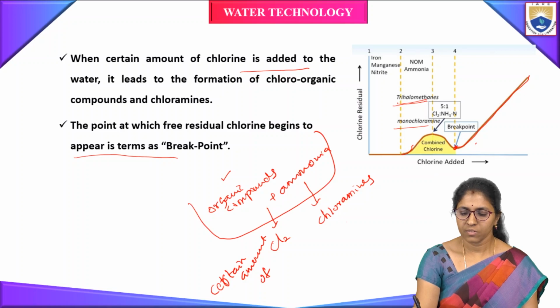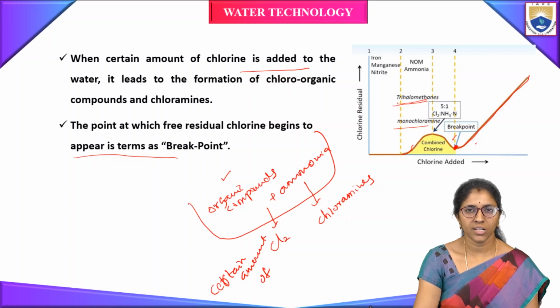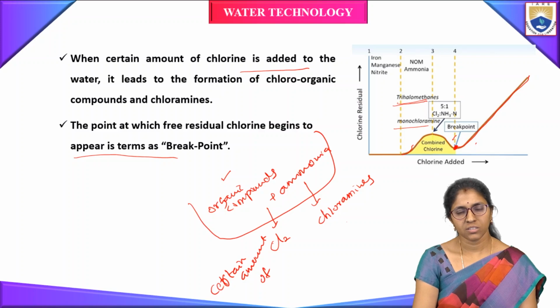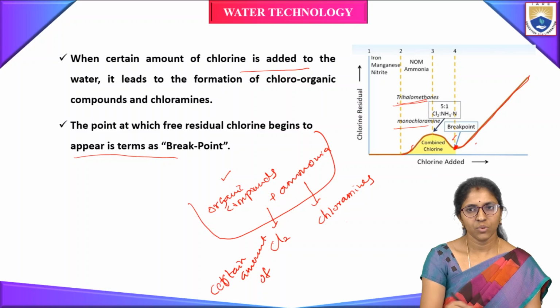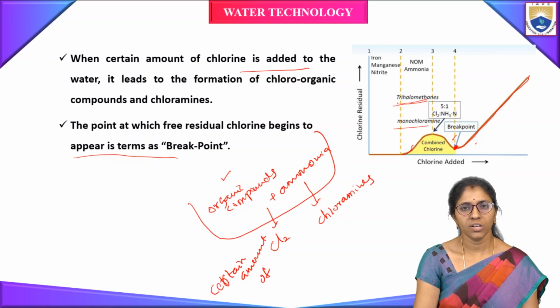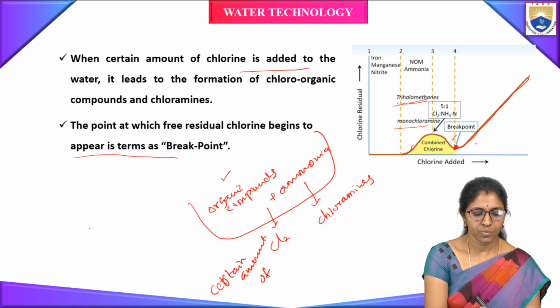The point at which the residual chlorine concentration increases is called the break point. The addition of chlorine after the break point is called breakpoint chlorination. This technique is used for the removal of bacteria and also organic compounds and ammonia from the water. So these are the steps involved in making potable water.